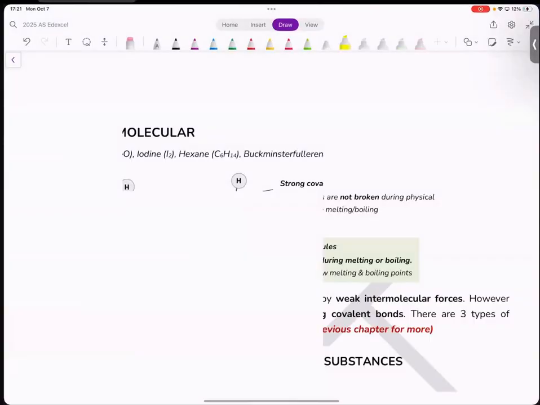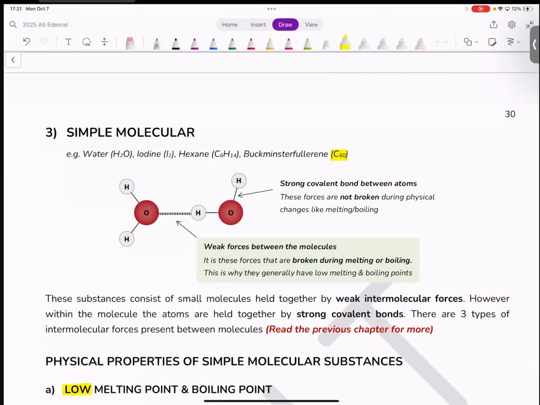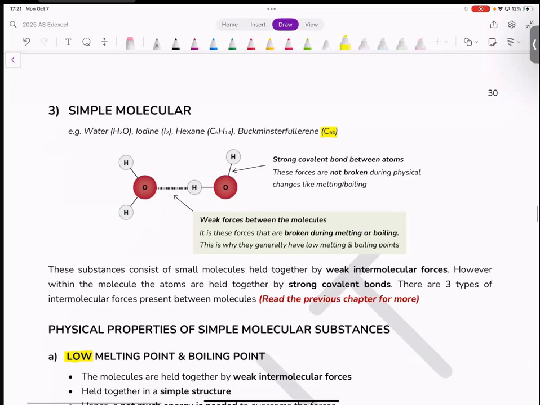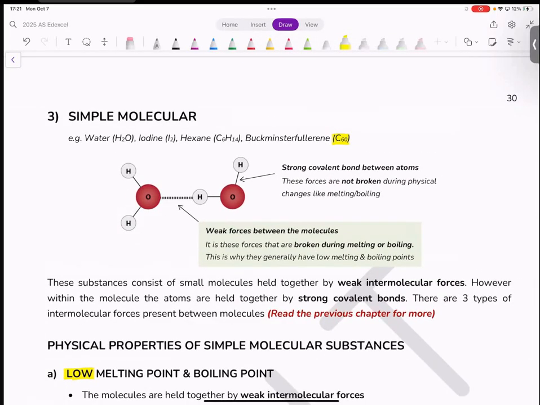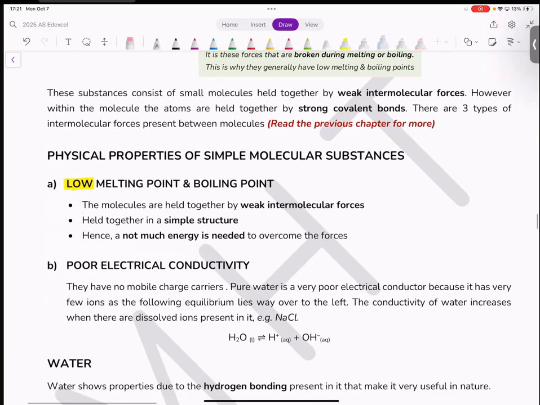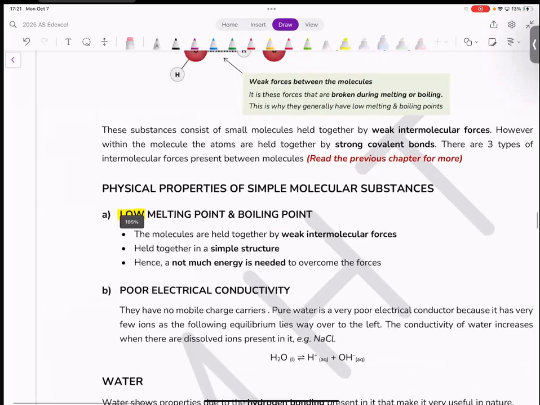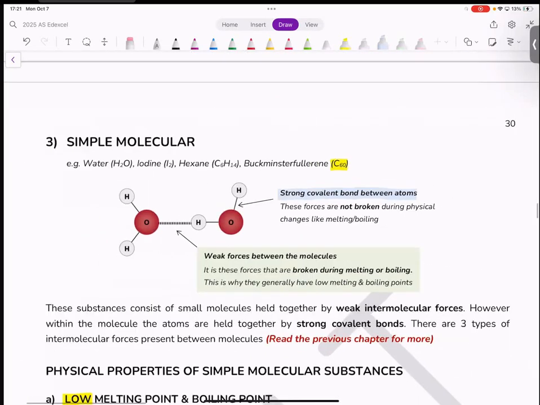Okay, so coming back, that's what I try to say here. Let's see what I wrote. So simple molecular. What is so special about this chapter that bothers you? Focus on that. I think your main problem is you guys talk about the covalent bond too much. You don't talk about the covalent bond between the atoms when you're talking about their boiling points and melting points, because they all have low boiling points and melting points. If they all have low boiling points and melting points, the low boiling point can't be because of a strong covalent bond. So these bonds are not broken during physical changes.